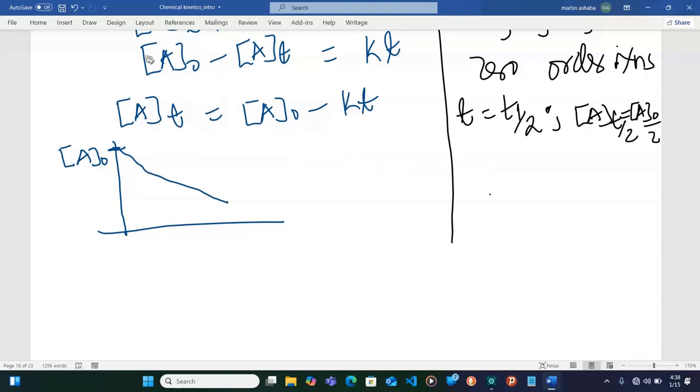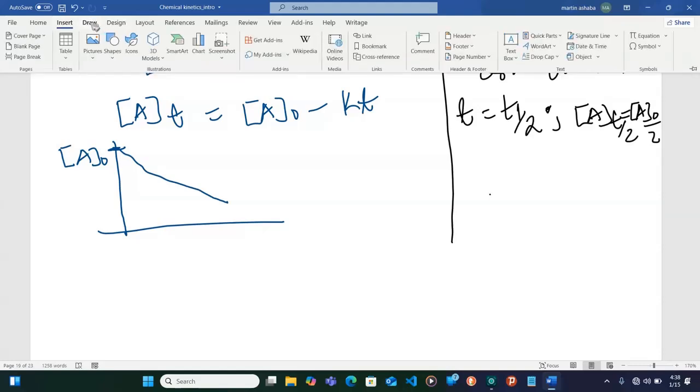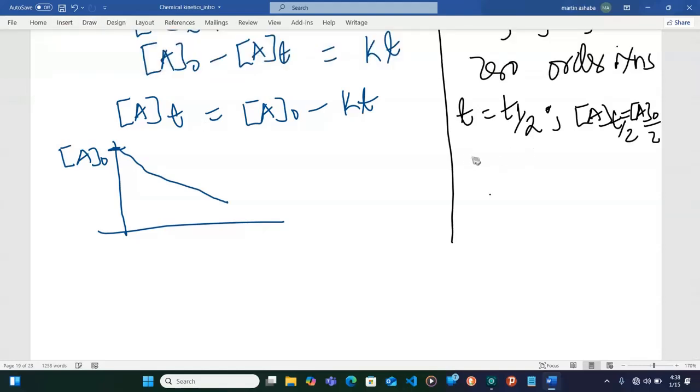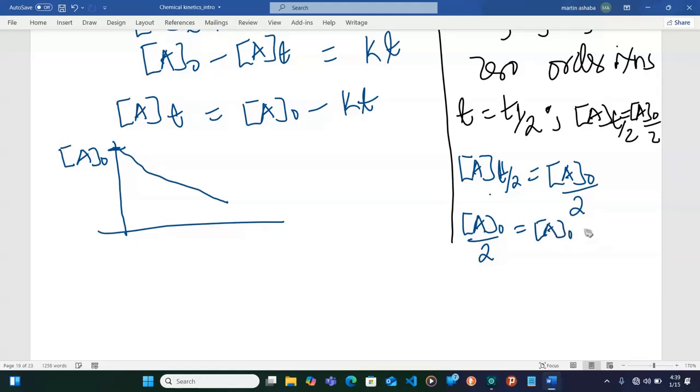So that means we can say that if you are looking for the concentration at t half, this is going to be the initial concentration at t is equal to 0, of course, divided by 2. So we're going to substitute in this equation so that it becomes a half of the initial concentration, equivalent to the initial concentration minus k times t half.